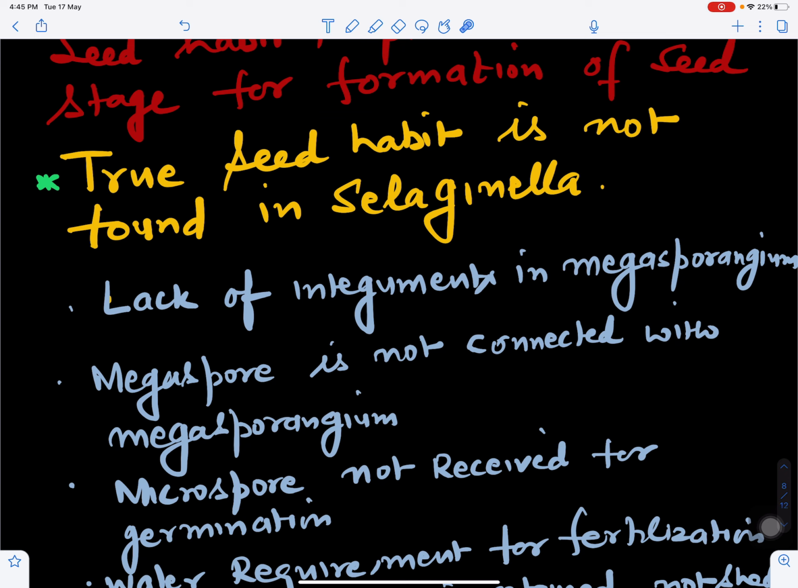पर क्यों इसमें सीड नहीं बना, उसके भी रीज़न है कि इसके मेगास्पोरेंजियम के आसपास इंटेगुमेंट्स नहीं थे, प्रोटेक्टिव कोट्स नहीं थे. सो लैक ऑफ इंटेगुमेंट्स इन द मेगास्पोरेंजियम. मेगास्पोर इज़ नॉट कनेक्टेड विद द मेगास्पोरेंजियम.